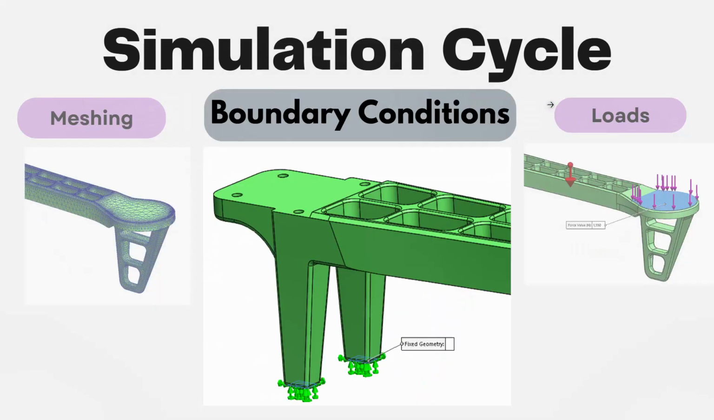Fifth, boundary conditions. Boundary conditions are defined to describe how the model is restrained: fixed supports, pinned or roller supports, symmetric constraints, and contact definitions are applied. The goal is to prevent rigid body motion and simulate real-world constraints.